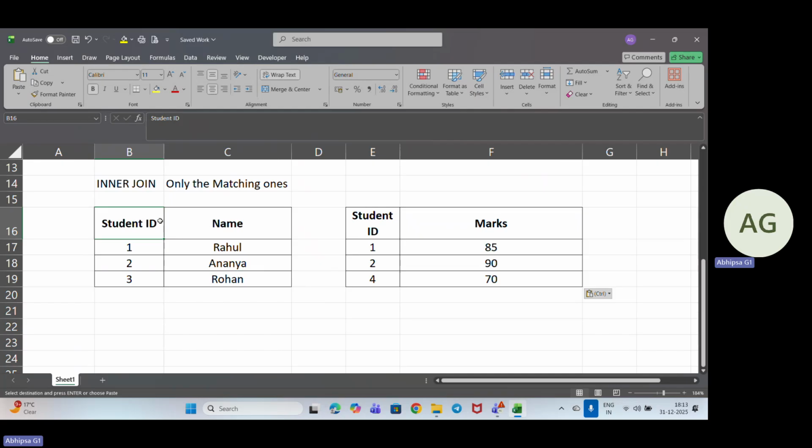student ID being the common column in both the tables, the student table and the marks table, right? So if you look at it properly, you can easily see that in the case of inner join, it will be showing only the matching ID. It will ignore the unmatched ones. Those unmatched data would be ignored accordingly.